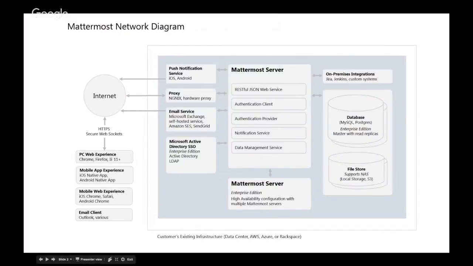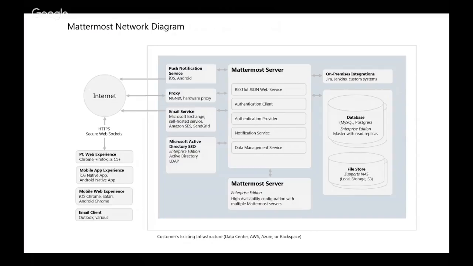Basically, starting from the left, we have the internet. Obviously, we have a couple of clients that connect. The two that we provide are the web experience and a mobile experience. We have both a mobile native app and a mobile web app. So those obviously talk to the internet. They talk to typically a proxy. That proxy in our case is almost always Nginx. That Nginx proxy going to the right then talks to our Mattermost server.